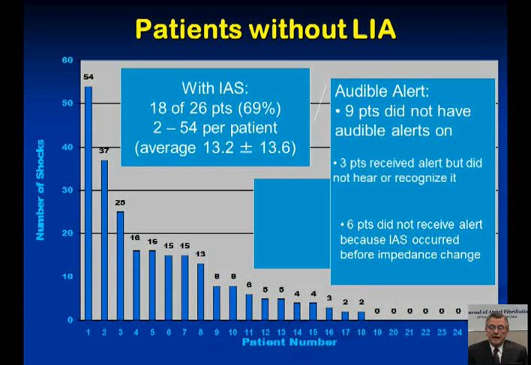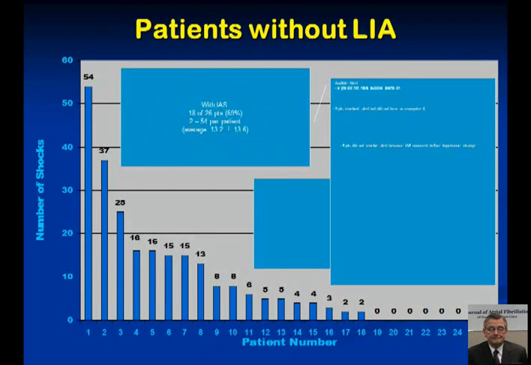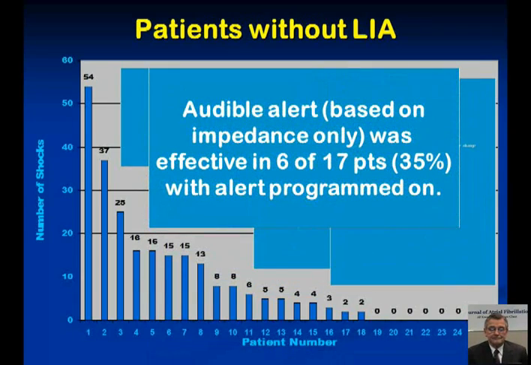Nine patients did not have the audible alert turned on. 3 patients received an alert but did not hear it or recognize it. And 6 patients did not receive an audible alert because the inappropriate shocks occurred before the impedance change. The audible alert based on impedance only was effective in only 35% of the patients who had the alert programmed on.